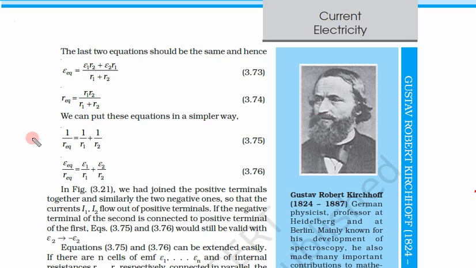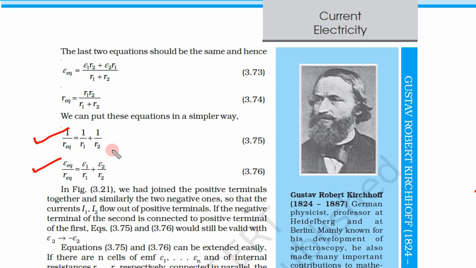In the case of a parallel system where cells are added in parallel, the equivalent internal resistance is similar to how we add parallel resistances. That means 1 upon R equivalent is 1 upon R1 plus 1 upon R2. Similarly, we can add many more.